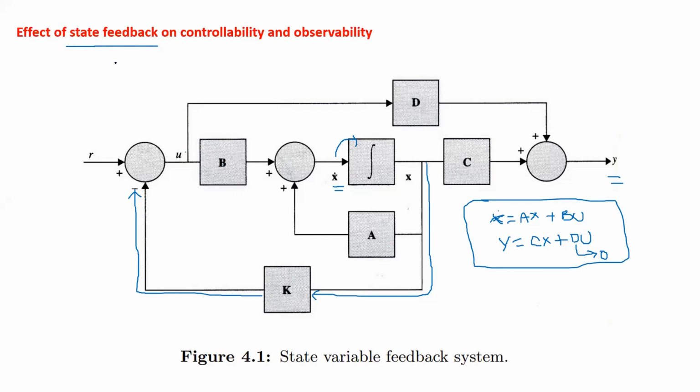When I connect this state feedback to the control system, what is the variation of the controllability? How can the observability of the system be changed? That is what we are going to check. So let us come to this one.